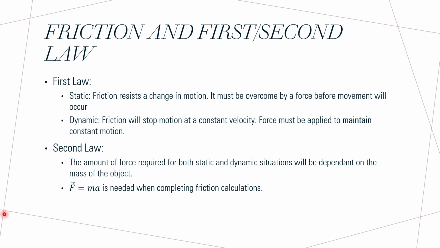When we look at second law, something that we can say is that the amount of force required for both static and dynamic situations will always depend on the mass of the object. We know that F is equal to ma, so the force applied is equal to the mass times the acceleration. Effectively, if there is more mass, we're going to need more force. Essentially here, if there's more mass, it's actually going to press into the solid surface a little bit more. And that's going to mean that more force is required to overcome that force of friction. That will make a little bit more sense quite shortly.